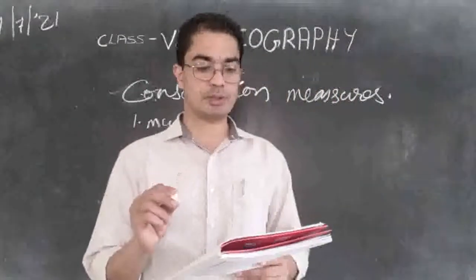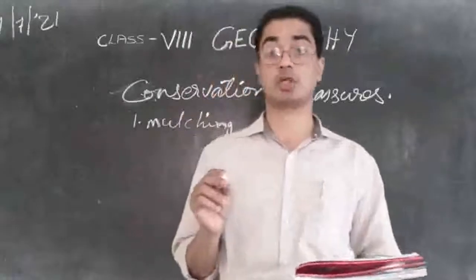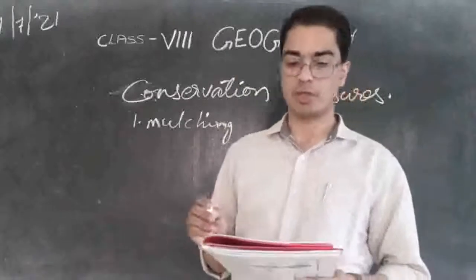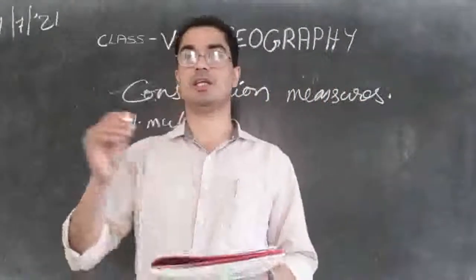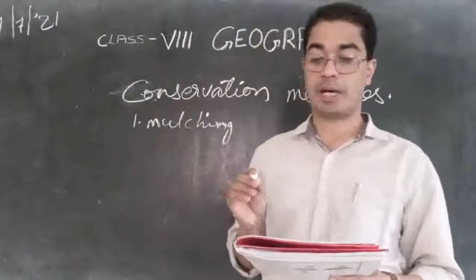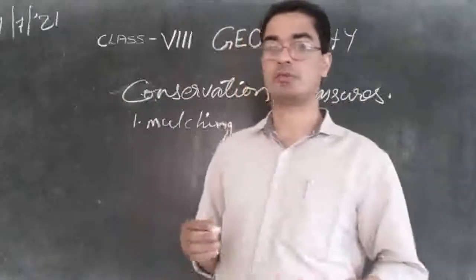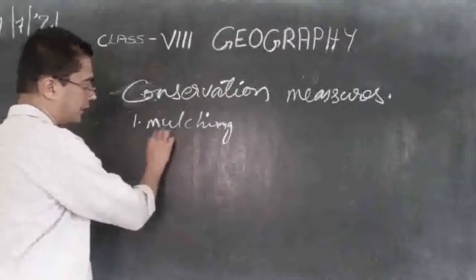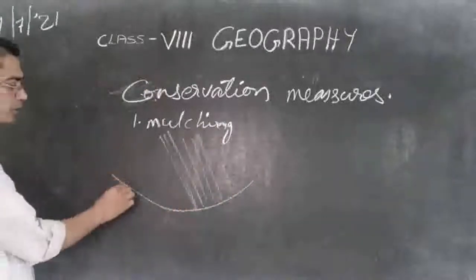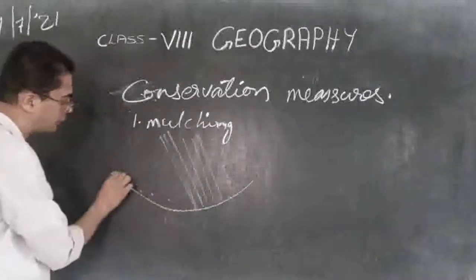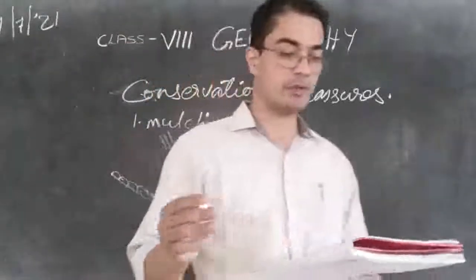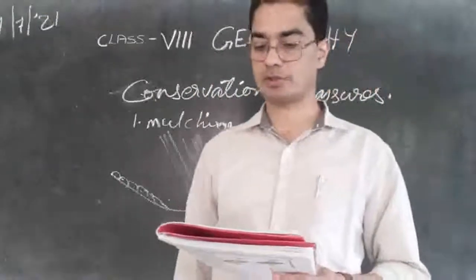Then second method is contour barriers. What is contour barrier? Contour means boundary. So at the boundary, if the land is sloping, what we need to do is build barriers. Barriers means block. So suppose the land is a hilly area, a sloping area. At the boundary we can keep stones, we can make a block with stones so that the water will not flow down.